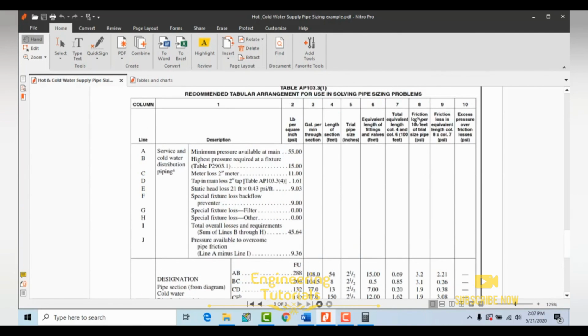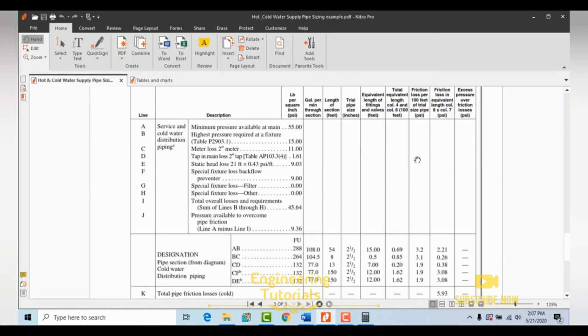Now we have to get the friction loss per 100 feet of the trial pipe size. Since we know that our calculated GPM is 108, and based on our trial pipe size of 2.5 inch, we have to write these values. So 108 GPM and 2.5 inch trial pipe size, we have to write the actual friction loss per 100 feet of the trial pipe size.